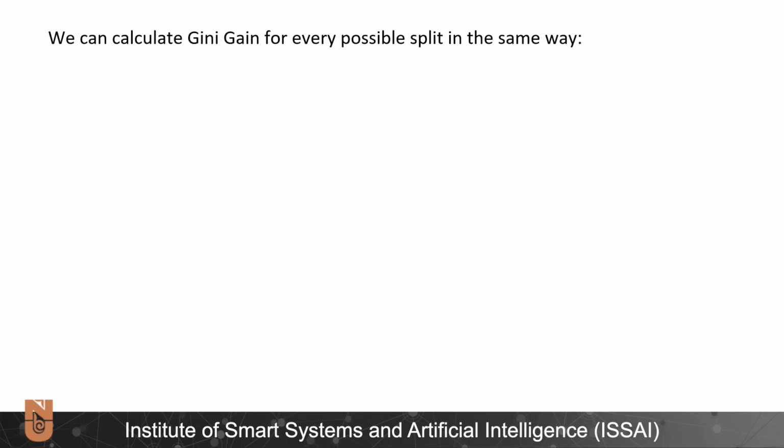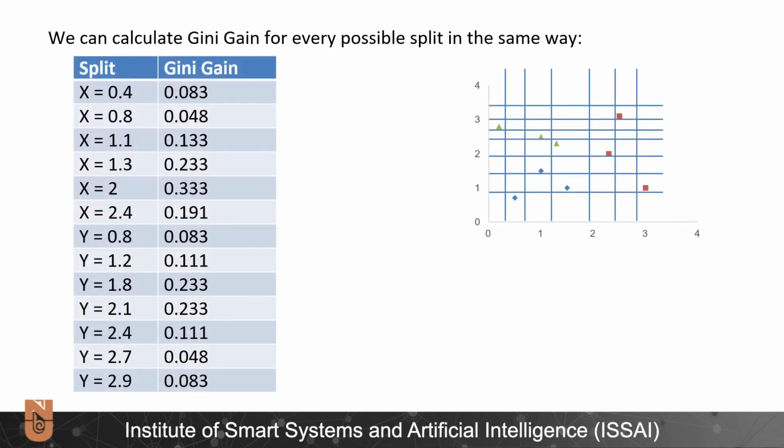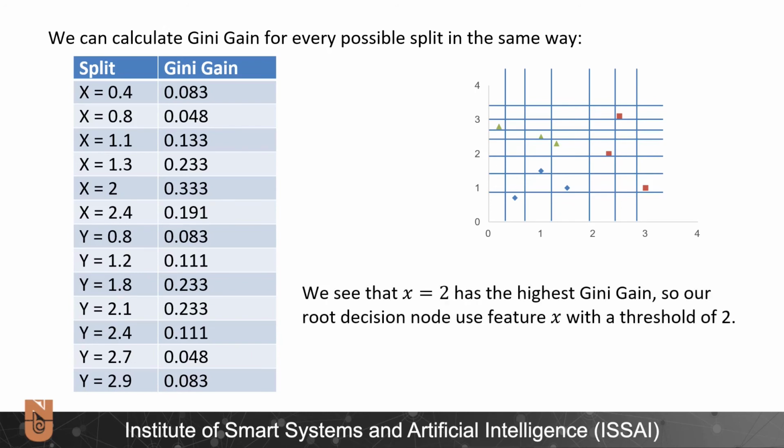We can calculate Gini gain for every possible split in the same way as before. The corresponding Gini gains for every split are listed in this table. If you look closer, we see that x is equal to 2 has the highest Gini gain, so our root decision node used the feature x with a threshold of 2.